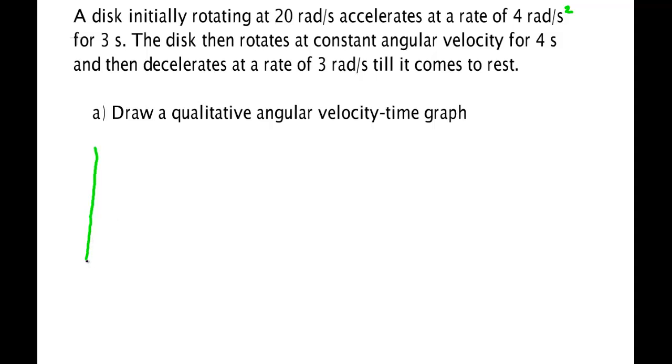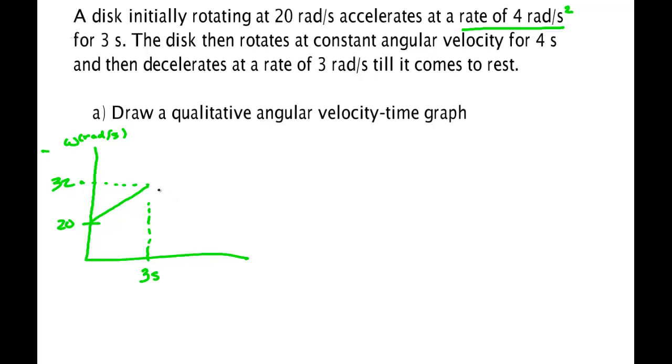I'm going to be asked to write a velocity time graph. So we have omega here, and it starts at 20. This is in rad per sec. And it says it has a rate of 4 rad per second squared of acceleration. So that's a slope of 4. And it does that out here for 3 seconds. And I know if the slope is 4 and it does it for 3 seconds, it's going to go up here to 32.